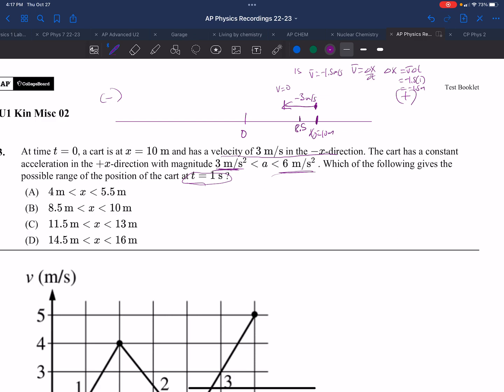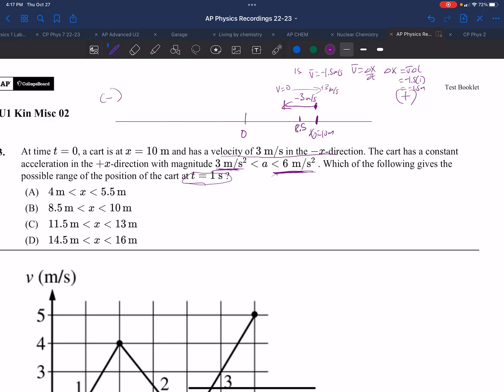So that is if the acceleration is 3. Now, if the acceleration were 6 meters per second squared, then it's positive 6. It would have not only changed to 0, it would have a velocity of positive 3 meters per second.